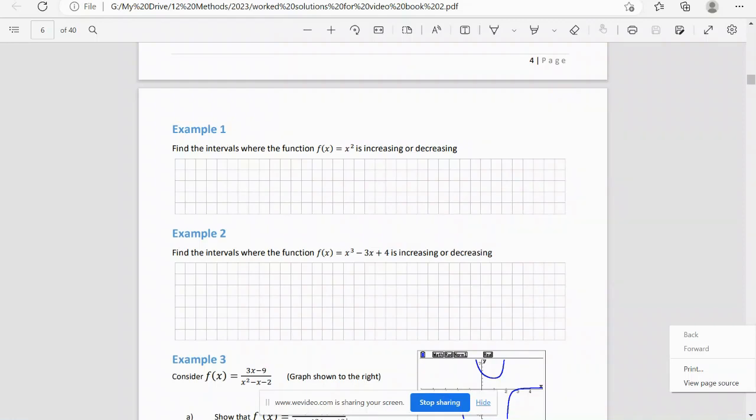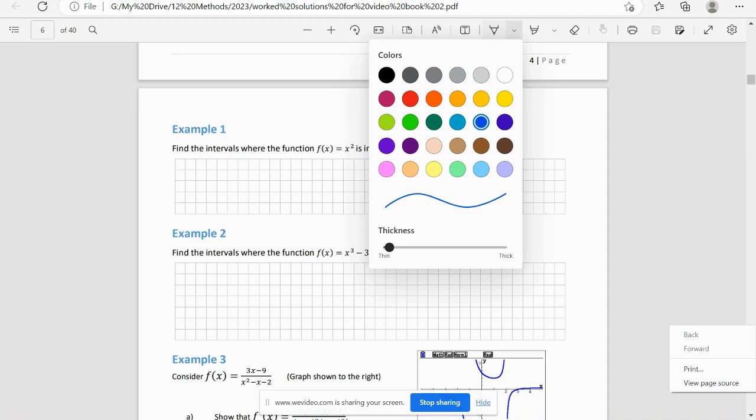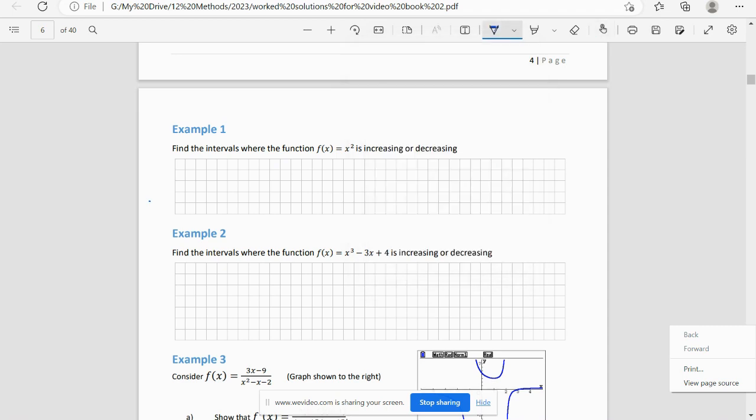Okay, in this video, we're going to be looking at increasing and decreasing functions. We've got example 1 on page 5, and we've already been reading some information on the previous pages. So when we're looking at these sort of questions, what we first do is look at the derivative. In this first example, the derivative f'(x) will be 2x.